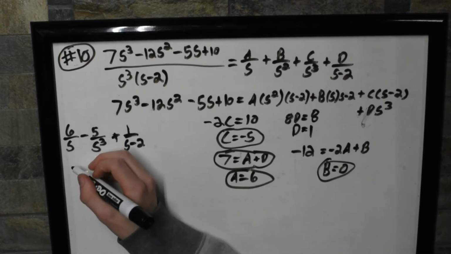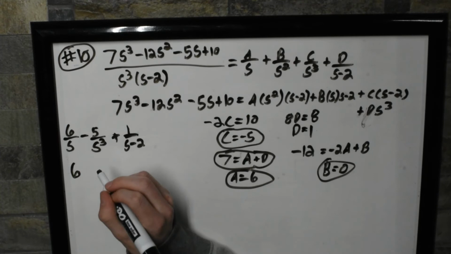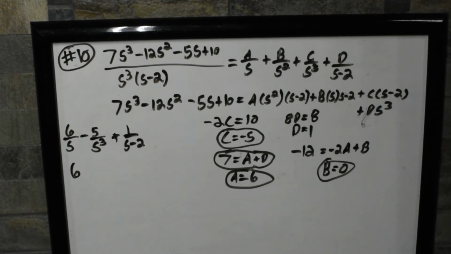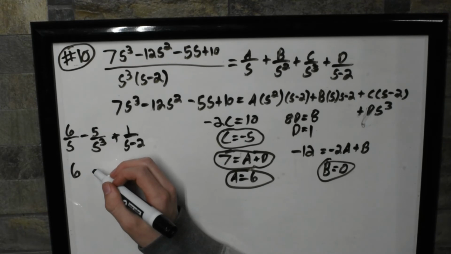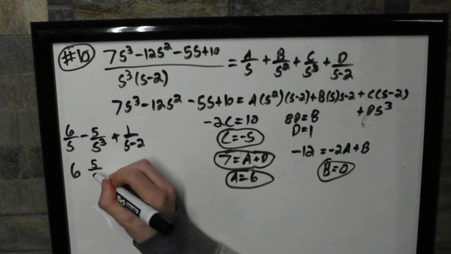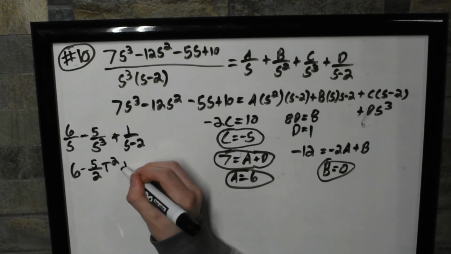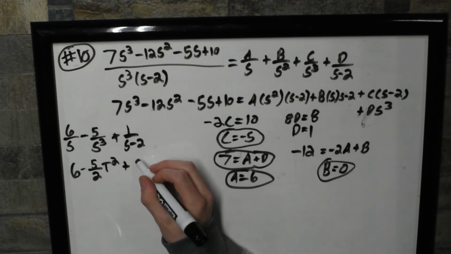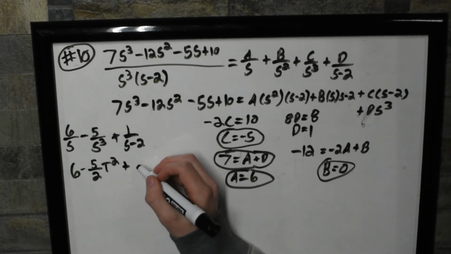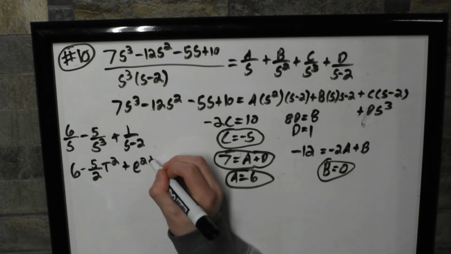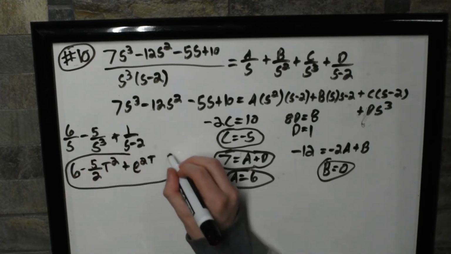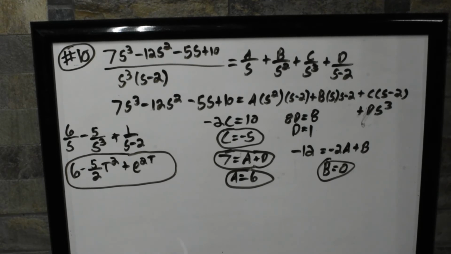6 over s is just going to be 6. Negative 5 over s cubed is going to end up being negative 5 halves t squared, plus 1 over s minus 2, that's going to be e to the 2t. And that is the inverse Laplace transform for this. Now for the next two problems in this section, we will use some properties to solve some a little bit harder Laplace transforms.